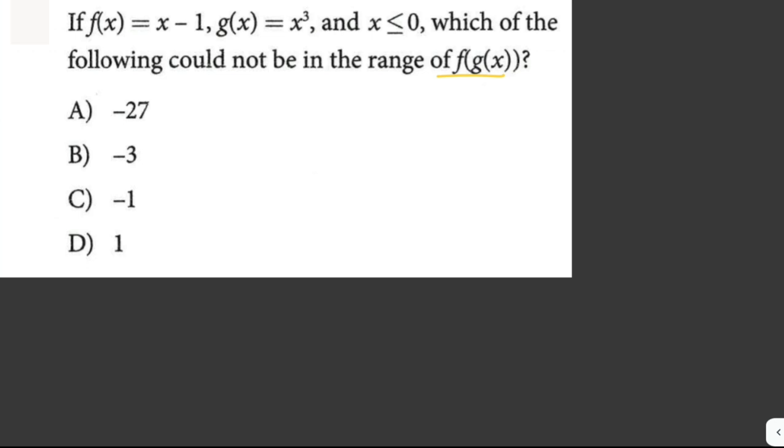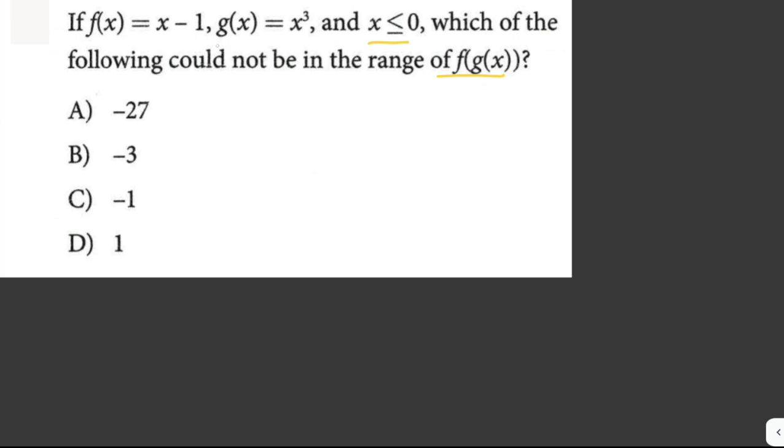So we're given the values of g of x and f of x. For the composition f of g of x, here is our inner function. And it is stated in the problem that x should be less than or equal to 0. So x is either 0 or a negative number. And every value of x, when substituted into this function, will result in a 0 or a negative number.